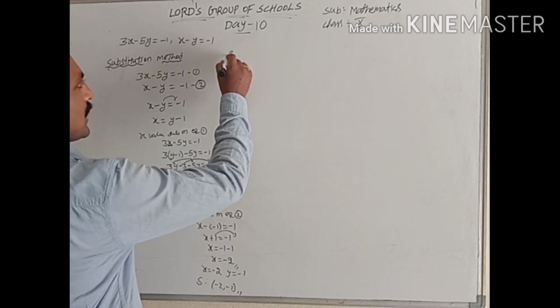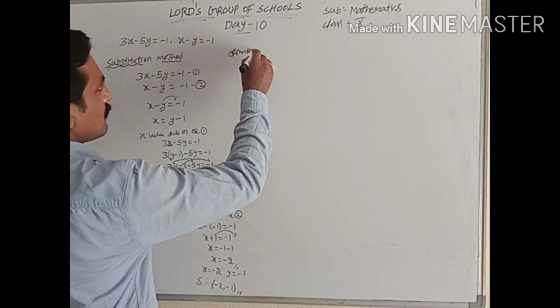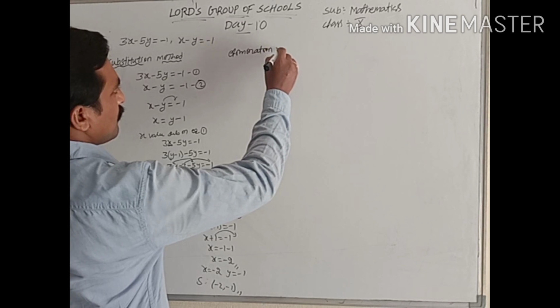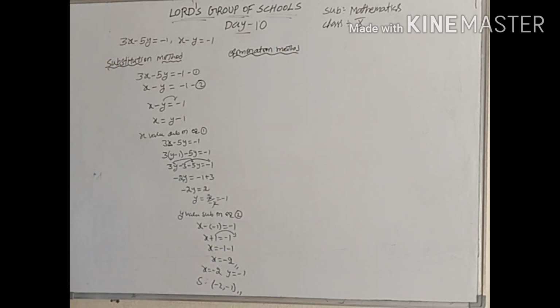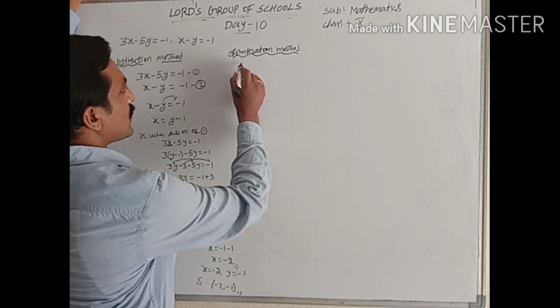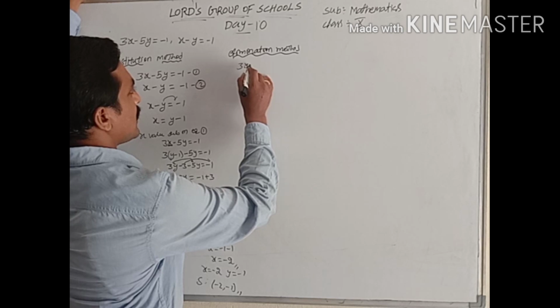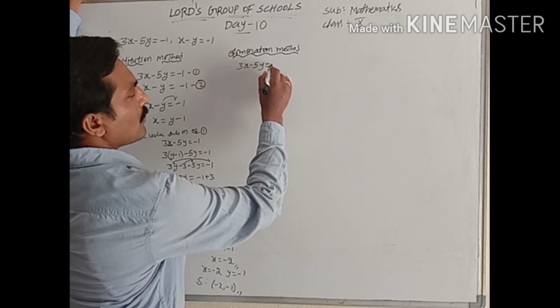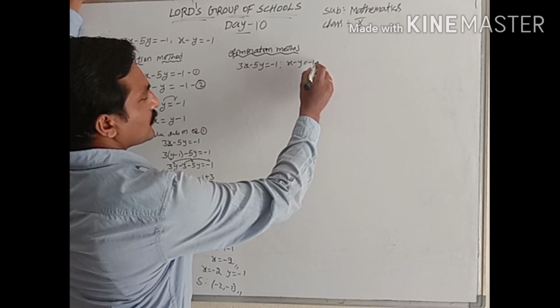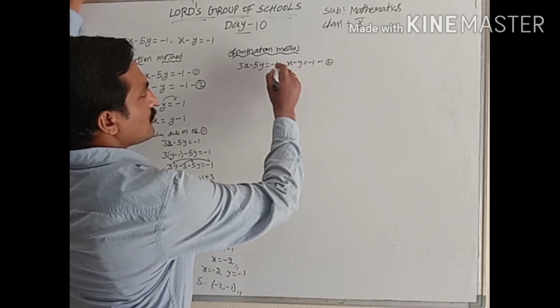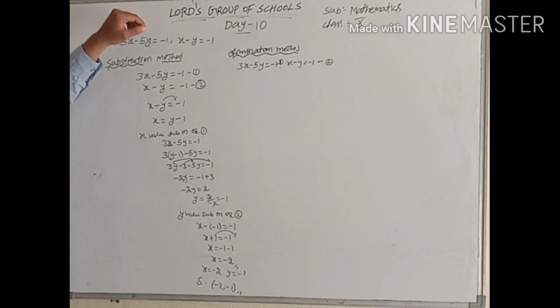Now we discuss the elimination method. In the elimination method, what are the given two equations? Write the two equations one by one. 3x minus 5y is equal to minus 1, this is equation 1. x minus y is equal to minus 1, this is equation 2.